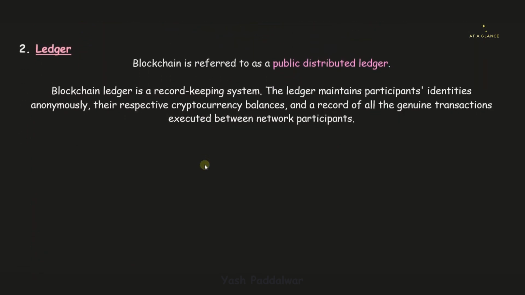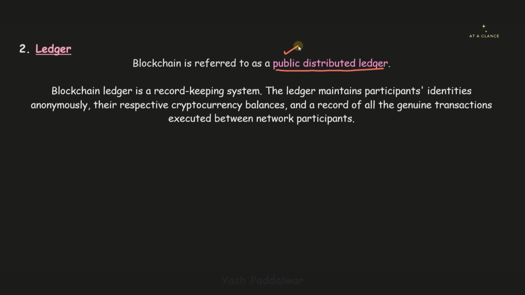Here you can see that the next component is ledger. In the previous video, we already got a basic idea of what exactly a ledger is. So now, technically what exactly it is, let's see. Blockchain is referred to as public distributed ledger technology. So there is another name for blockchain. It is nothing but public distributed ledger.